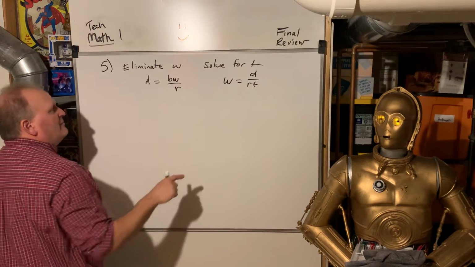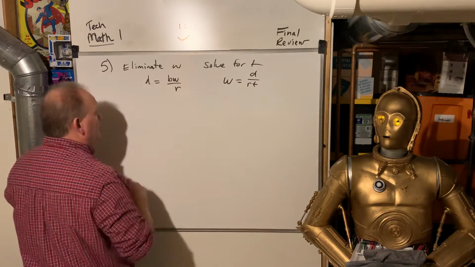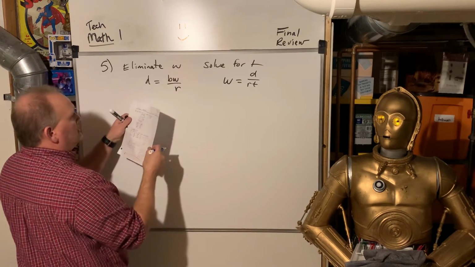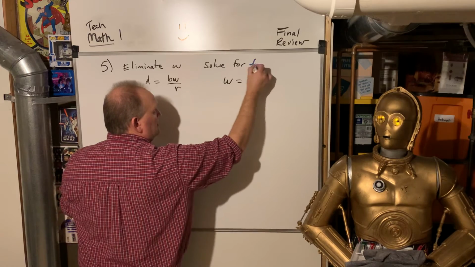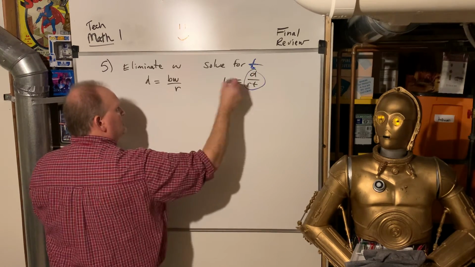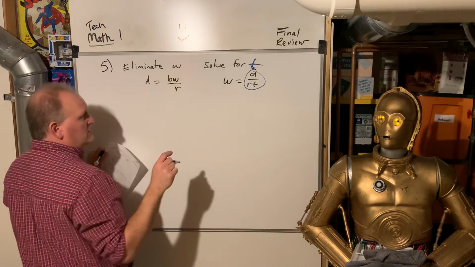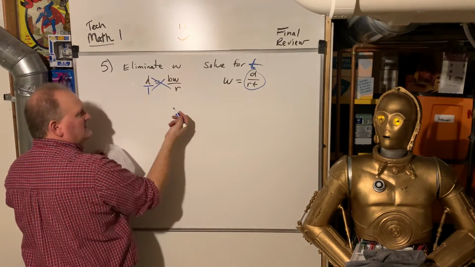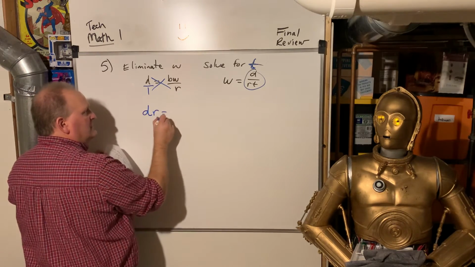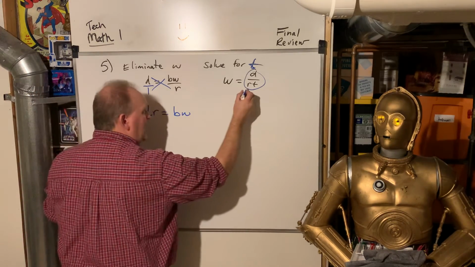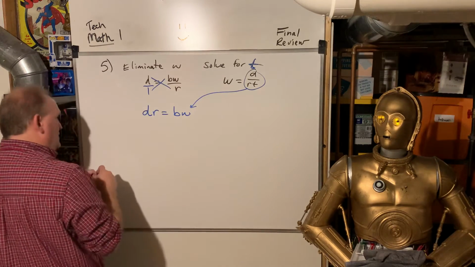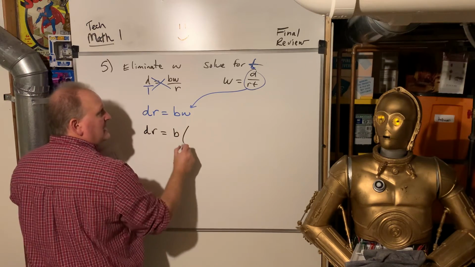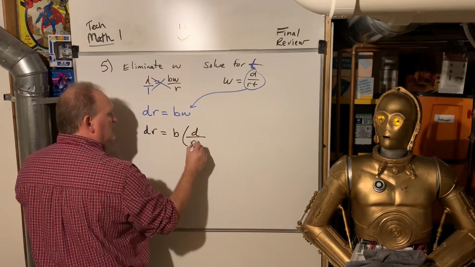So here's the thing. Before you start, and what I wanted to do right away, because it says eliminate W and solve for T, I wanted to just grab this and throw it in there right away. Don't, because then you have a fraction over fraction. So before you start, make this non-fractional, just cross multiply. So you have DR is equal to BW. Now take that and replace the W. And it'll be a lot easier. So we have DR is equal to B times D over RT.